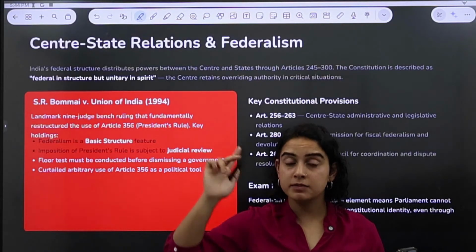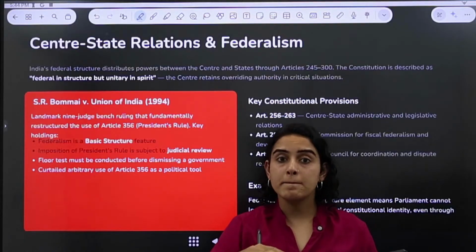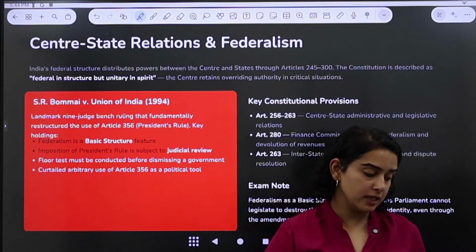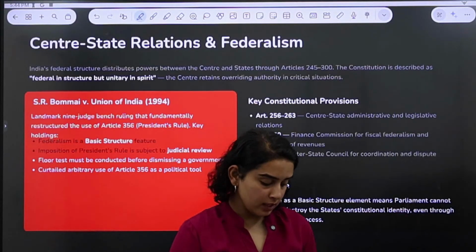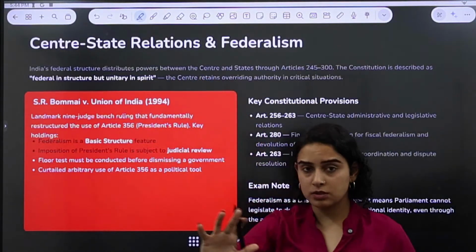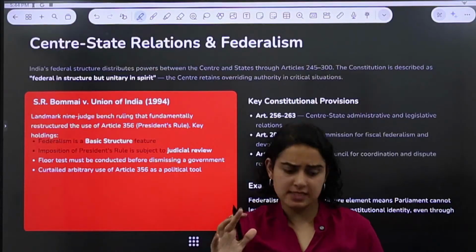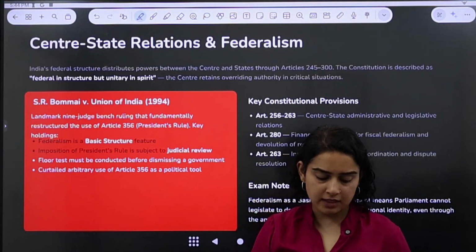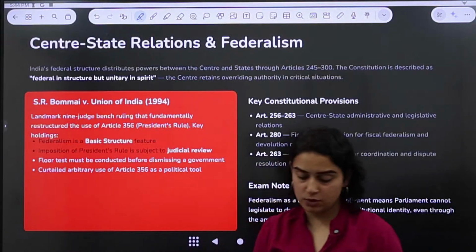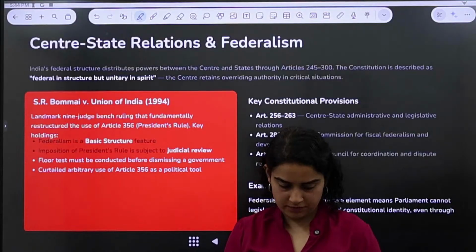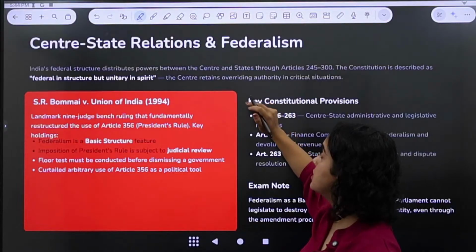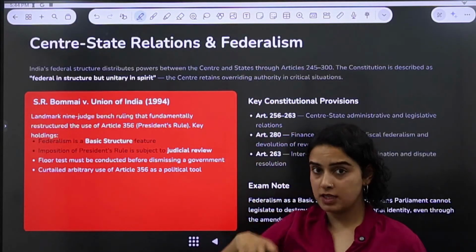Now, federalism, center state relation is also part of the basic structure. Okay. Now, what does it mean? See, the power between state and center have been divided, right? The central government has certain roles and responsibilities, and the state government has a different set of roles and responsibilities. All right. So now, what powers are there with the center? What powers are there with the state?